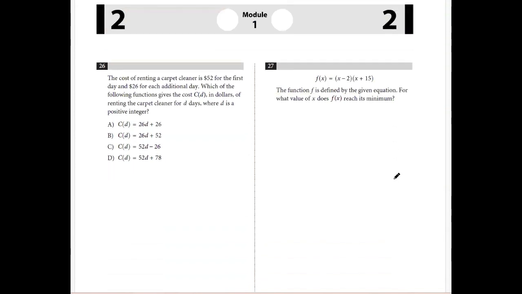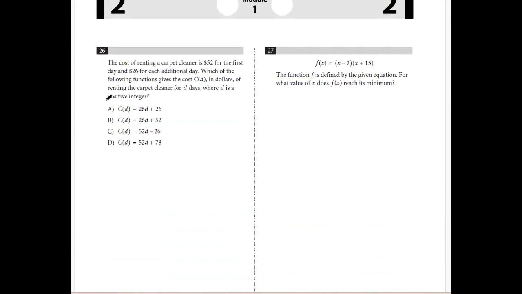Okay. Question number 26. The cost of renting a carpet cleaner is $52 for the first day and $26 for each additional day. I don't know if you've seen my earlier videos, but when I say each additional day, don't just assume it's 26D. Okay?